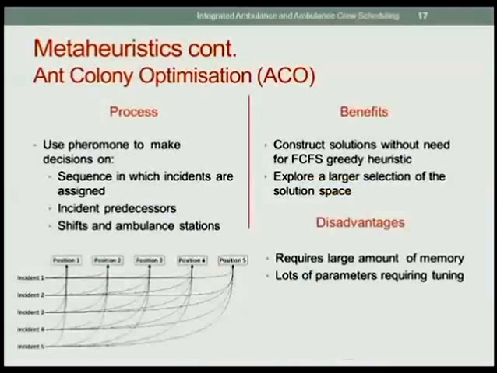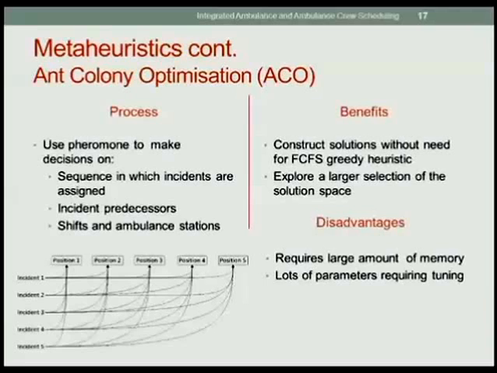I'll move on to the next solution approach now. This is the ant colony optimization. This one here is based on the way that ants try and find good food sources by placing pheromone on their trails to signal to ants coming later that there's something good at the end of this path. The paths are all the different decisions that can be made.